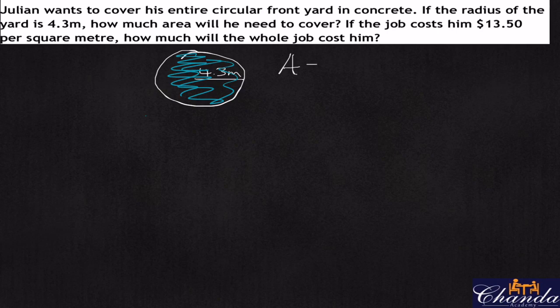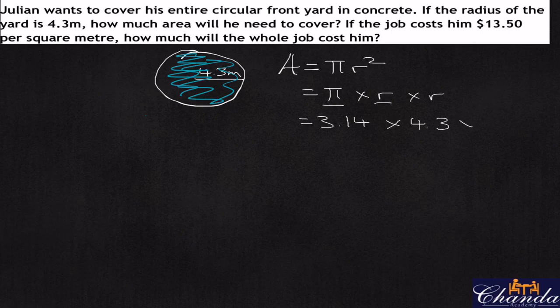So 3.14 times 4.3 times 4.3 gives me 58.06 meters squared for the area. So it says how much area will he need to cover? Therefore, he will need to cover 58.06 meters squared of area.